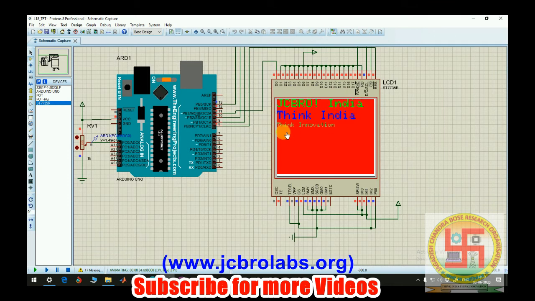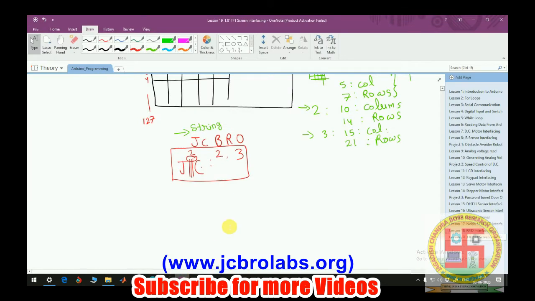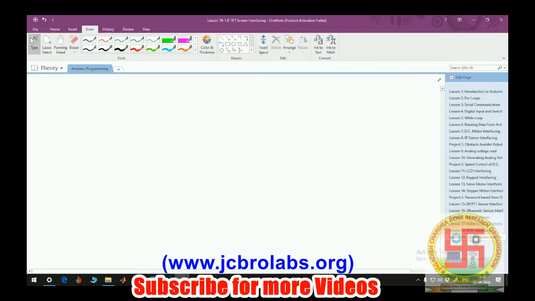JCBR India, think innovation. Okay, so this is how we can display a text. Now let's move forward with displaying, as we discussed, the sensor value as well. Instead of the sensor, we have connected a potentiometer to A0. The potentiometer connections are simple. One point is connected to VCC, another point is ground, and the variable point is connected to A0. So let's write a program for that.